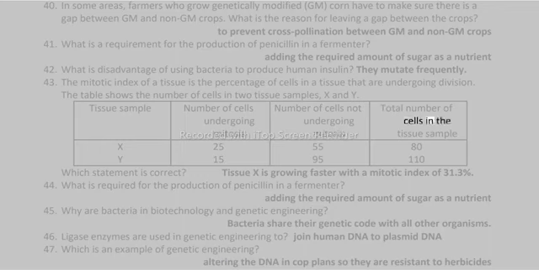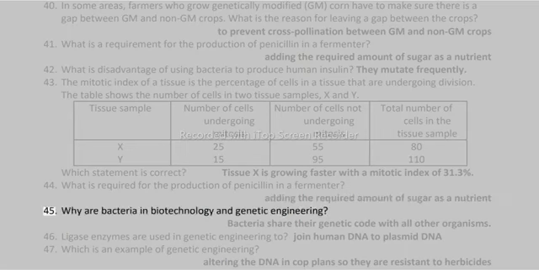Total number of cells in the tissue sample X, Y: 25, 15, 55, 95, 80, 110. Which statement is correct? Tissue X is growing faster with a mitotic index of 31.3%. 44. What is required for the production of penicillin in a fermenter? Adding the required amount of sugar as a nutrient.